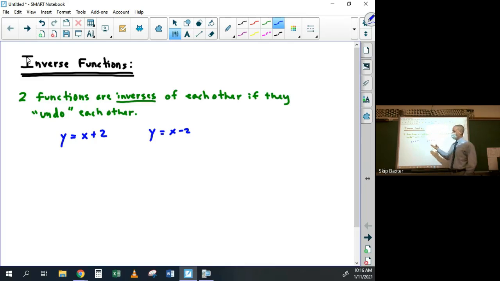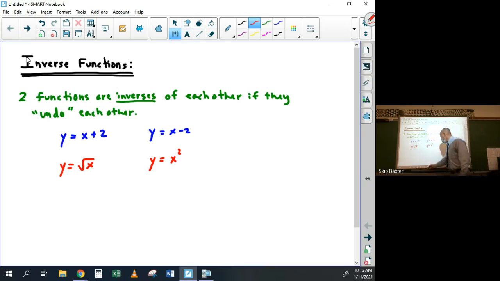it makes sense that these functions undo each other, right? Like if you add 2 to a number, the way that you would undo that is you would subtract 2, and vice versa. If you subtract 2 from a number, then the way you would undo that is you would add 2, right? Or if I had something like the square root of x, the way you would undo that would be to square it, right? So these two functions would undo each other. That makes perfect logical sense, right?